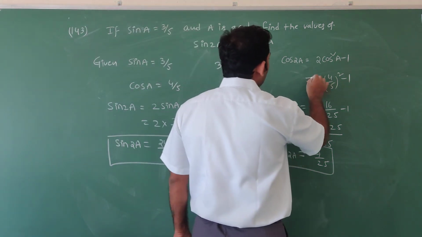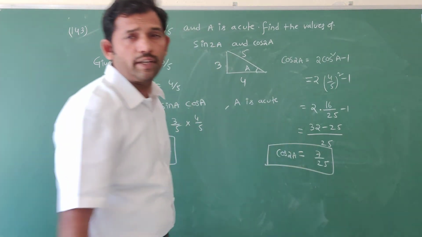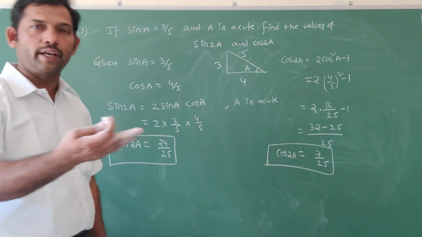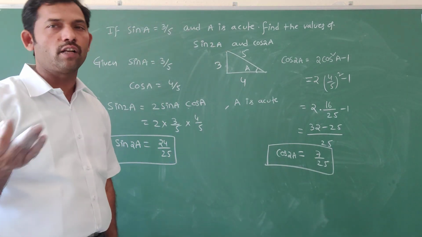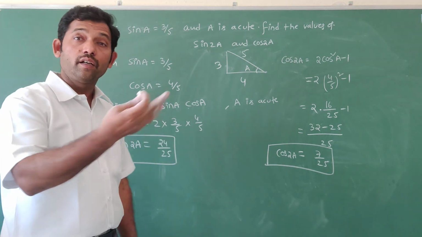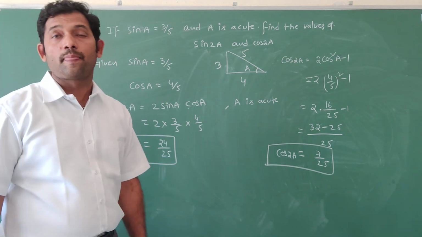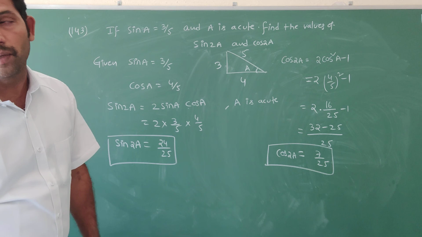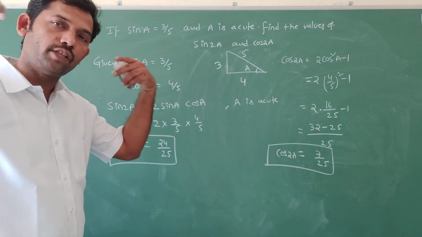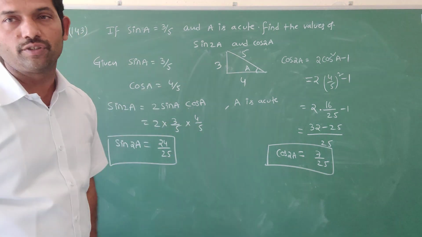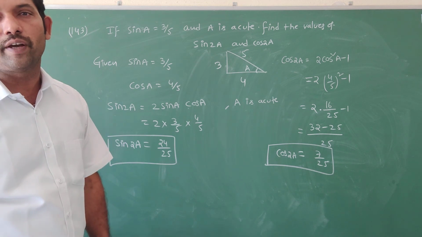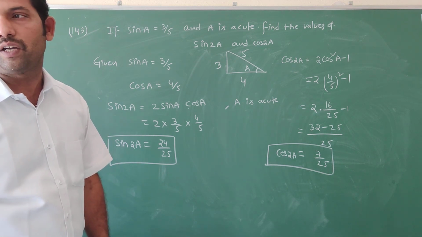You can also use the cos 2A formula in terms of sin, 1 minus 2 sin square A. Another formula for cos 2A is (1 minus tan square A) divided by (1 plus tan square A). You can use any one, and we get the same solution, 7 by 25.